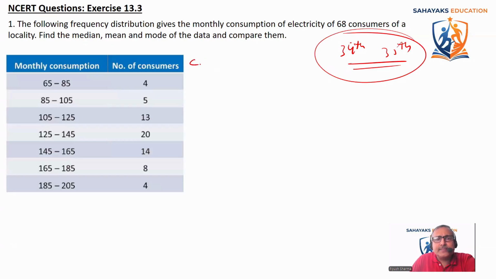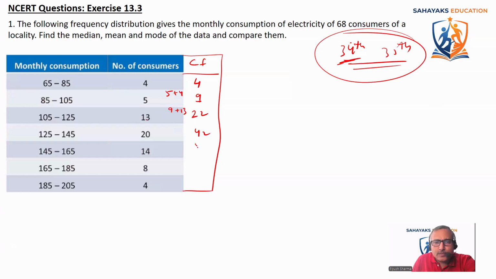What is cumulative frequency? Cumulative frequency helps to find out where exactly this value will lie. So what is cumulative frequency here? 4. That means 65 to 85 is 4. Now less than 105 are 5 plus 4, which comes out to be 9. Less than 125 is 9 plus 13, which comes out to be 22. Similarly, 22 plus 20 comes out to be 42. 42 plus 14 comes out to be 56. 56 plus 8 is 64. 64 plus 4 comes out to be 68.